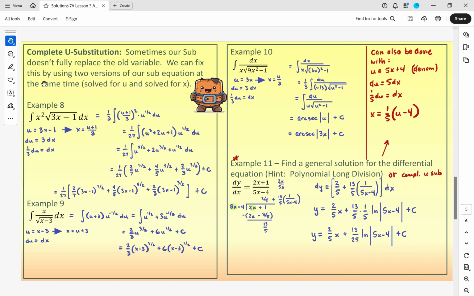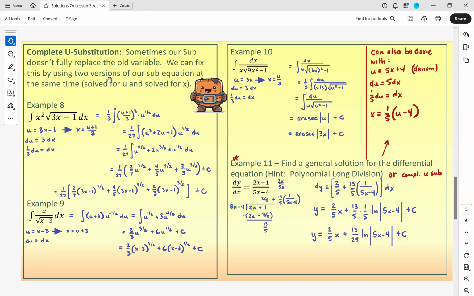So the situation here is that sometimes our substitution doesn't fully replace the old variable, usually the x that we're trying to replace, which isn't convenient, but we can fix it by using two versions of our substitution equation at the same time, one of which is solved for u. That's what we've typically been using thus far, but we'll come up with another version that is solved for x.